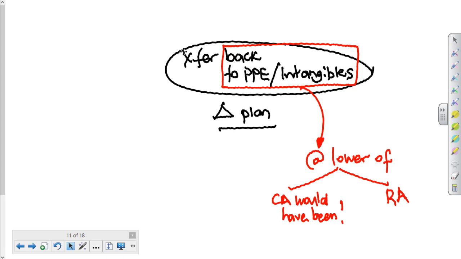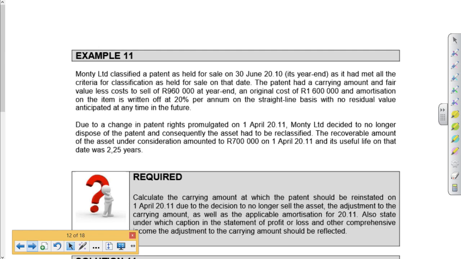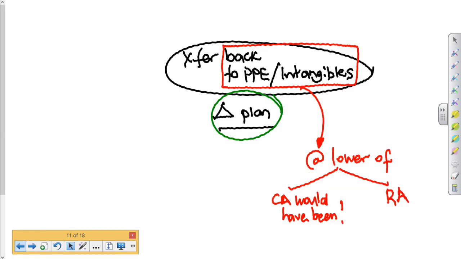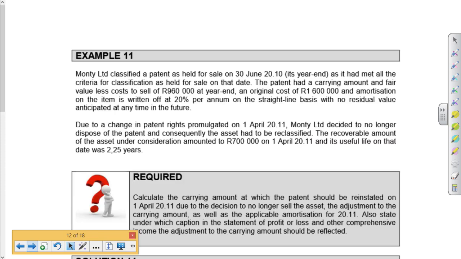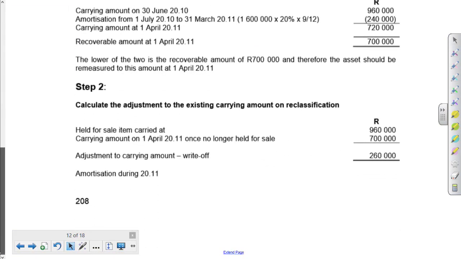I've never really seen this asked, especially at this level. There are no exam questions or anything like that, but there is an example. So when I transfer back to PPE or intangibles because of a change in the plan, it goes back at the lower of what the carrying amount would have been or recoverable amount. So the example is example 11. It's page 208.